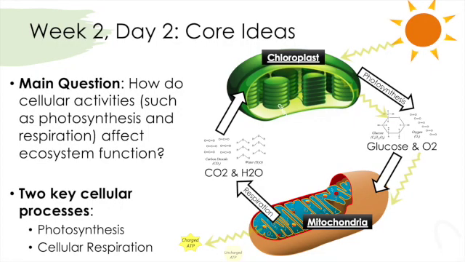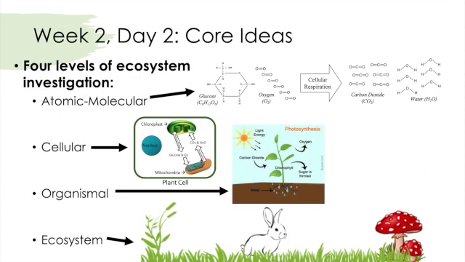The core ideas we discuss on day 2 should help you to answer these questions. This week we are focusing on two key cellular processes that affect ecosystems: respiration and photosynthesis. First, we will describe the 4 levels at which we can investigate ecosystems. These include the atomic molecular level, the cellular level, the organismal level, and the ecosystem level.